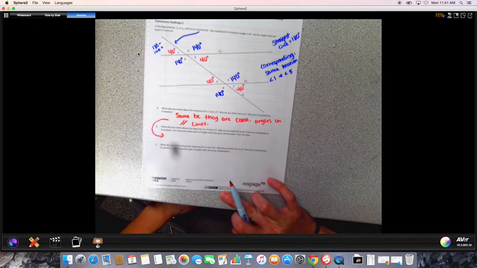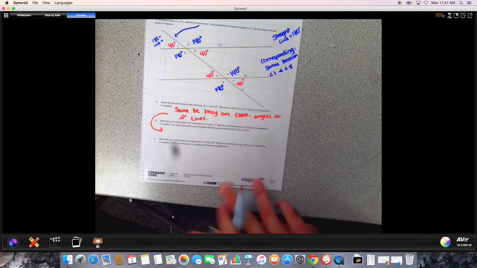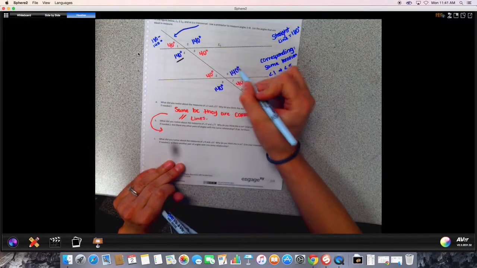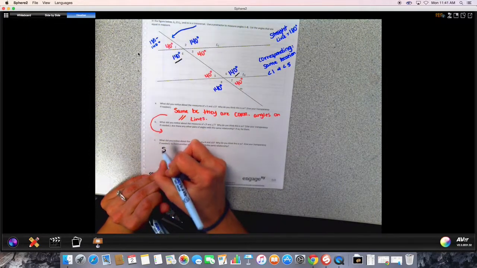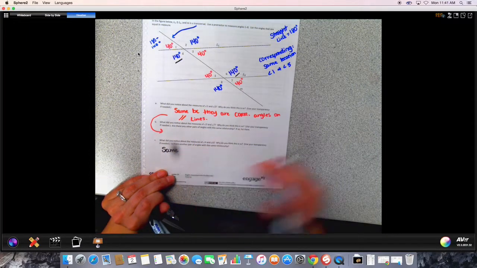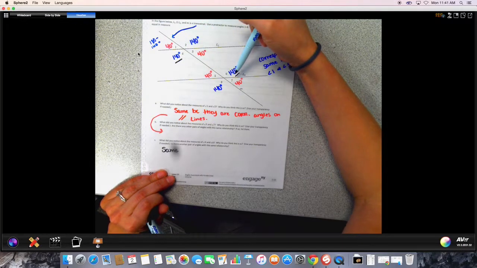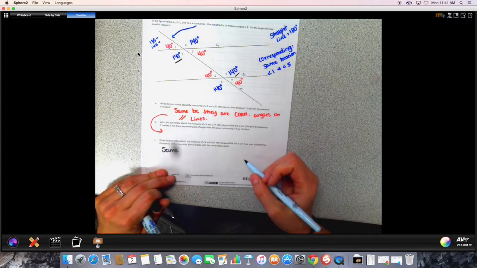Another one is, what did you notice about the measures of angles 4 and 6? Now this one's a little bit different though. 4 is right here and 6 is right here. And they are also the same. However, those are not corresponding angles. This one's the bottom left and this is the top right. So why do we think this is so?